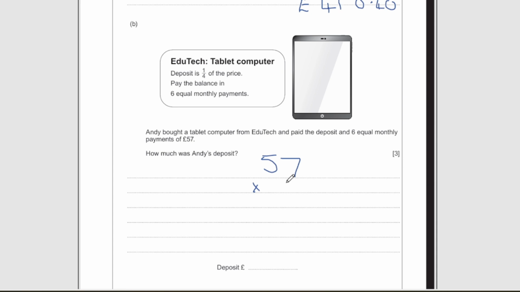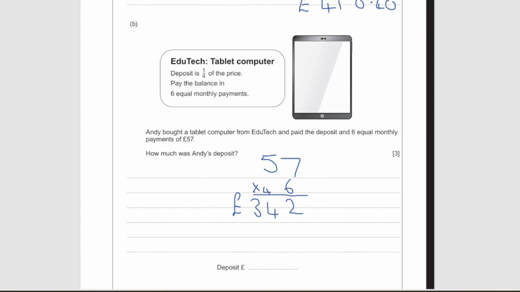57 times 6. 6 times 7 is 42. So we write 2, carry the 4. 6 times 5 is 30. 30 plus 4 is 34, so £342 in total. Well, that's how much the payments were, and that's 3 quarters.